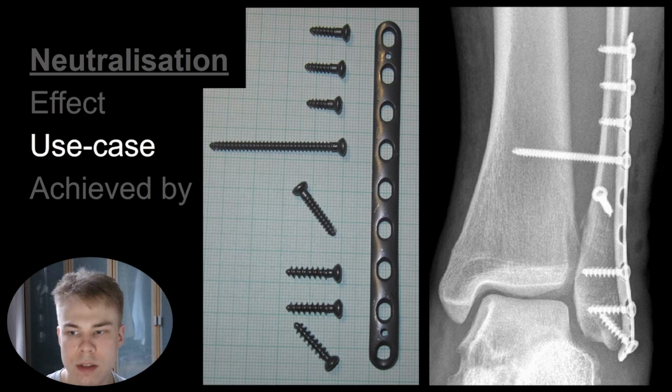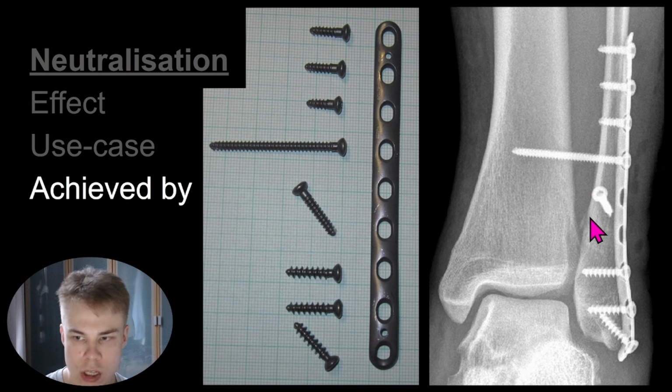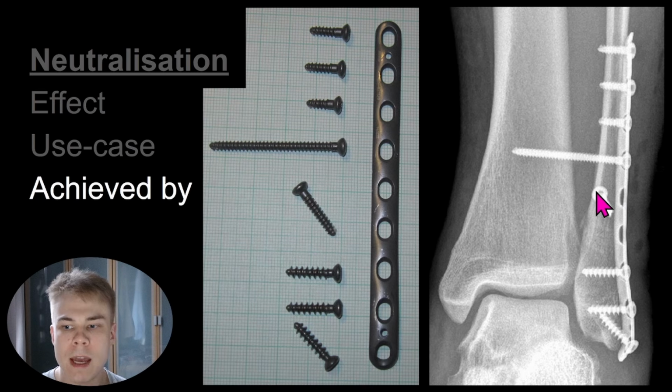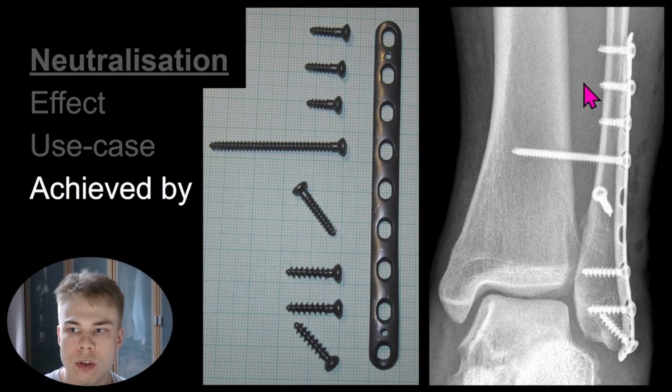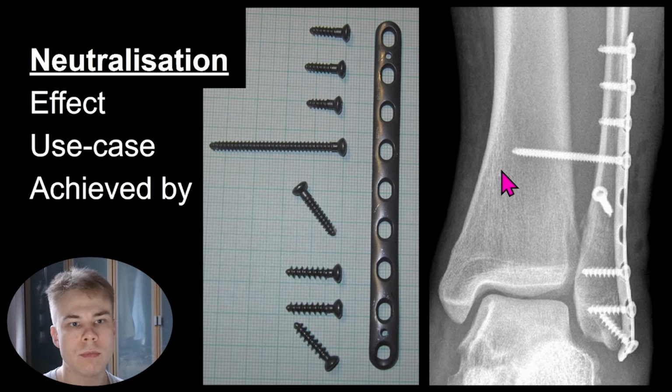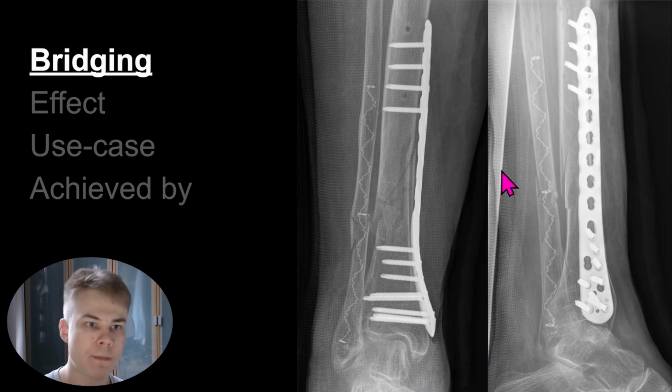And the use case is where you want to share the load between the neutralization plate and a primary fixation device. And it's achieved by having the primary fixation device at the fracture site and then putting the plate over the same fracture site with screws in healthy bone on both sides of the fracture. And that's neutralization mode plating.